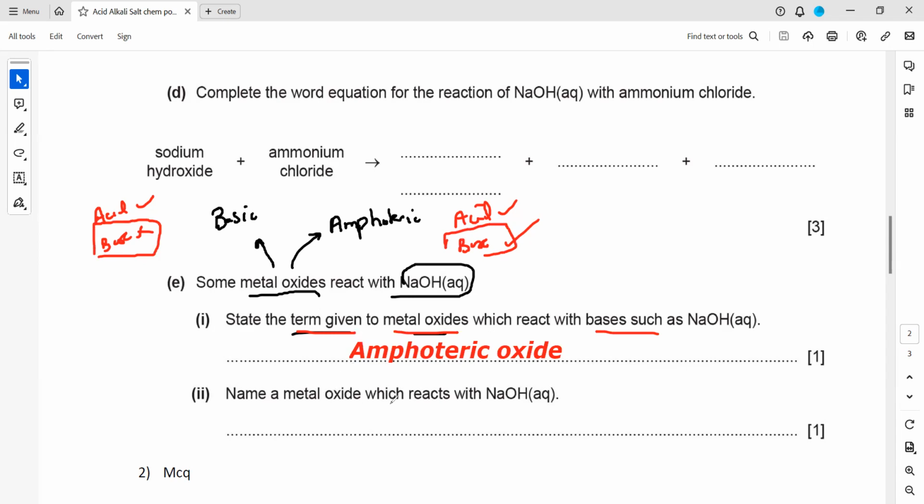And name a metal oxide which reacts with sodium hydroxide. So which metal oxide is there? Example of an amphoteric oxide: you can mention aluminium oxide, or you can also mention zinc oxide. Any one of them. Even lead oxide you can also mention. Any one of them you will mention as an example.